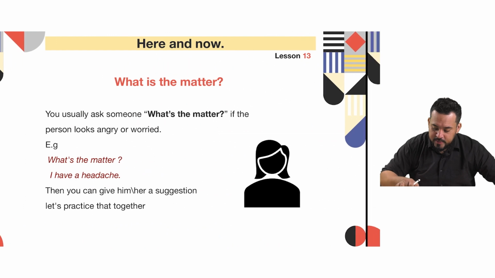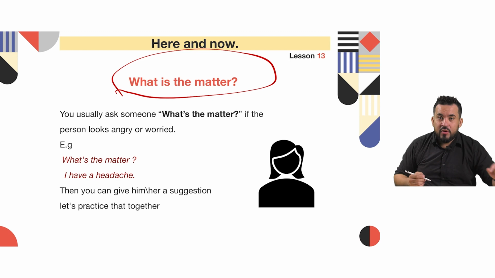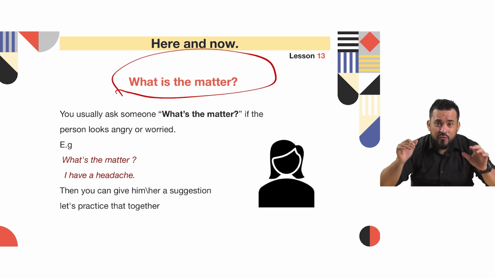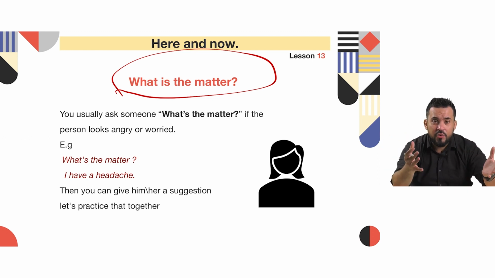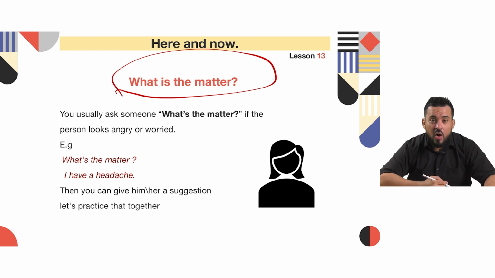Now, let's take a look at this phrase, what's the matter? Now, when do we use what's the matter? We usually ask someone what's the matter if we know that something is wrong, if they look not happy, worried, angry, upset, or you sense, you feel that there is something wrong with that other person, so we ask this question, what's the matter? You don't ask someone who is happy, what's the matter? It's just wrong, it's weird. Okay, you only ask people what's the matter if you think they are upset or they're not doing well.